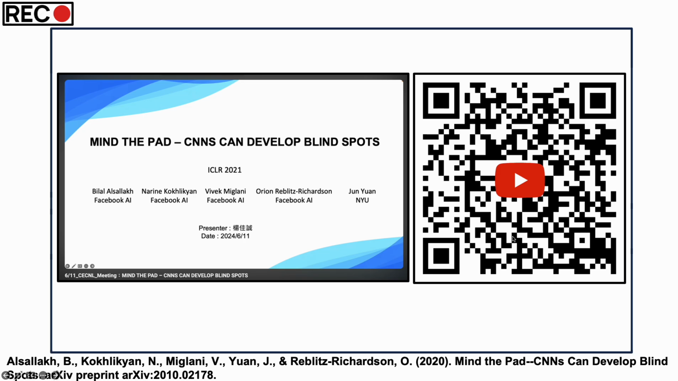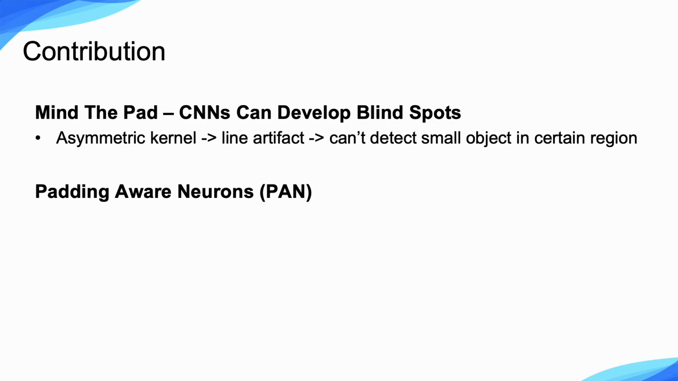If you forgot the content I presented last time, here's a recorded video for you. And if you still don't understand, all you need to know is the conclusion: in this paper, the asymmetry kernel can cause a light artifact, leading to a limitation in detecting small objects in certain regions. So let's go back to our main topic.